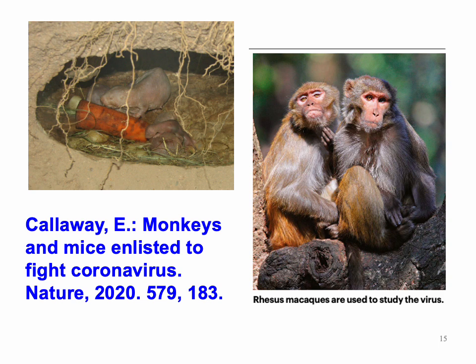But to be absolutely up-to-date, I wanted to cite for you from Nature, volume 579, published March 12, 2020, page 183. And the citation is: Monkeys and mice enlisted to fight coronavirus. Animal models can reveal how infections develop and aid drug and vaccine efforts. In the picture, they show rhesus macaques used to study the virus, with no sign that the coronavirus is going away.